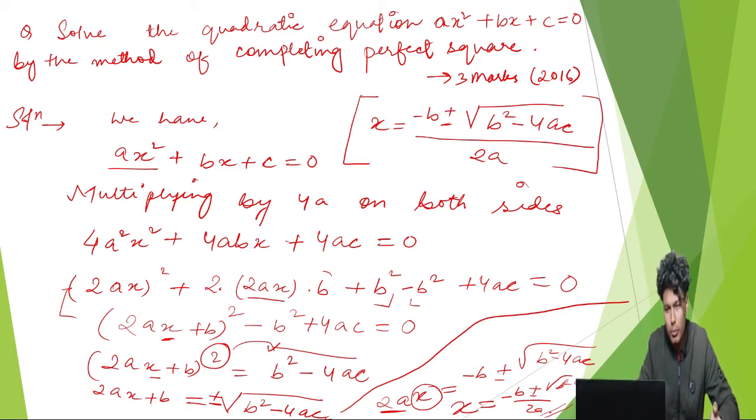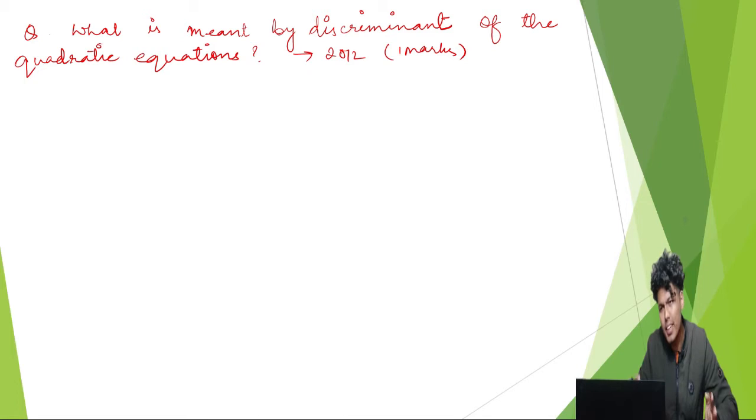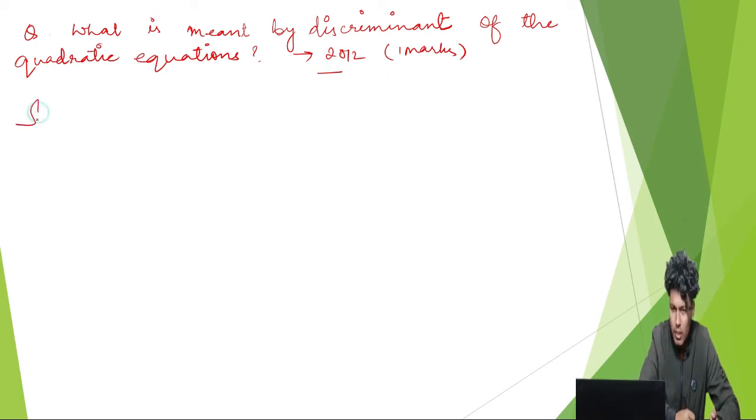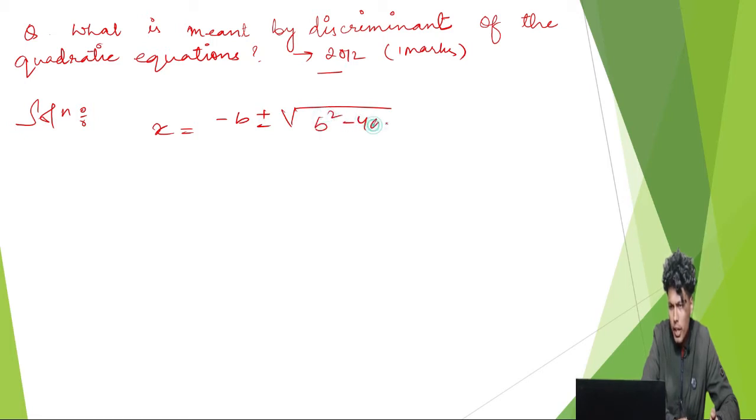Let us see another question now. Next question: what is meant by the discriminant of the quadratic equation? It was asked in 2012 for 1 mark. Okay, first, as usual, let us write down the formula. x is equal to minus b plus minus root over b square minus 4ac divided by 2a.